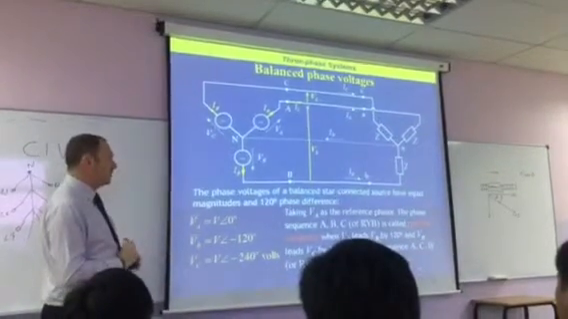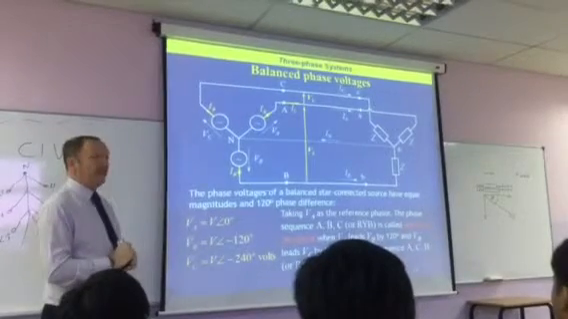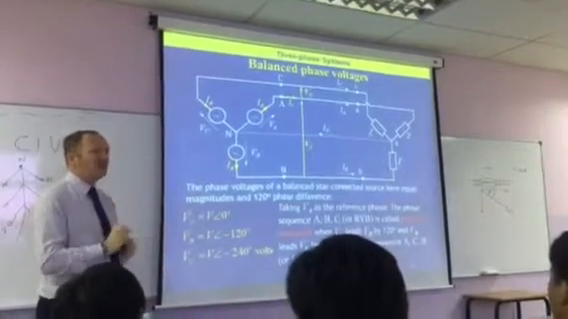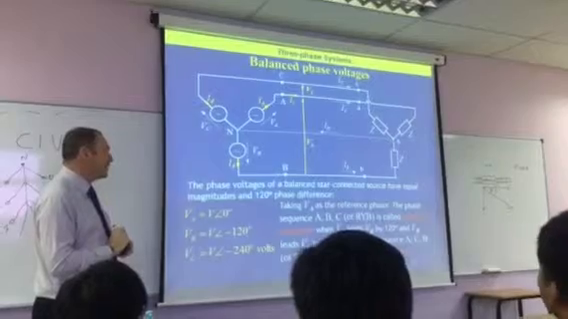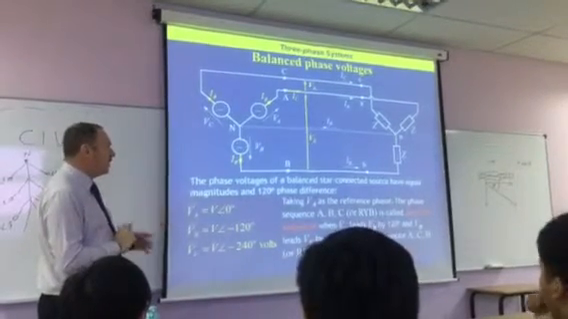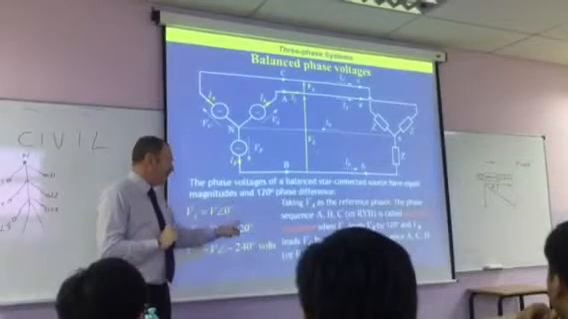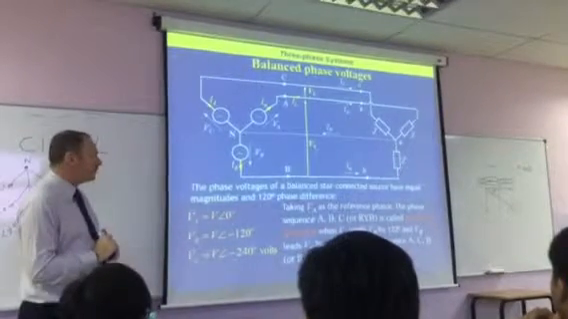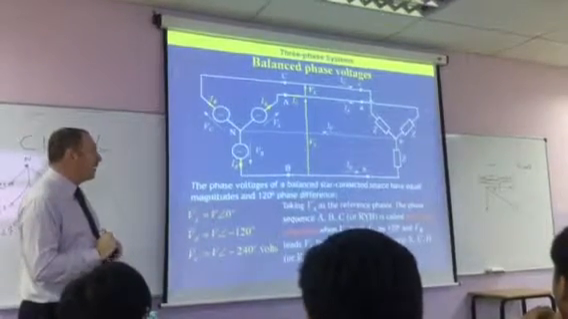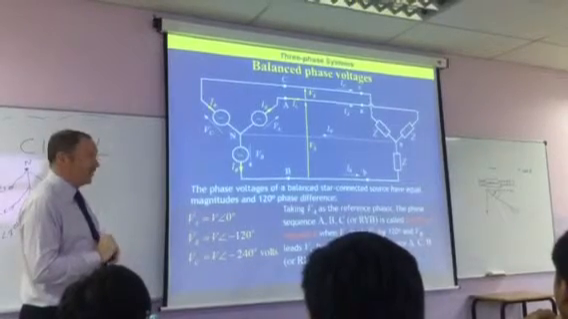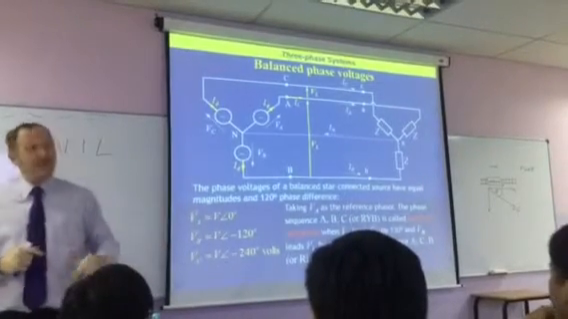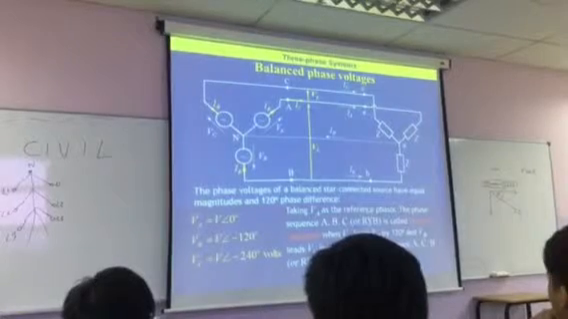The other sequence is ACB. There are only two sequences in this system. So ACB, or RBY: red, yellow, blue; red, blue, yellow. The phase sequence ACB is called negative sequence. So it's important to know whether it's a positive sequence or a negative sequence.